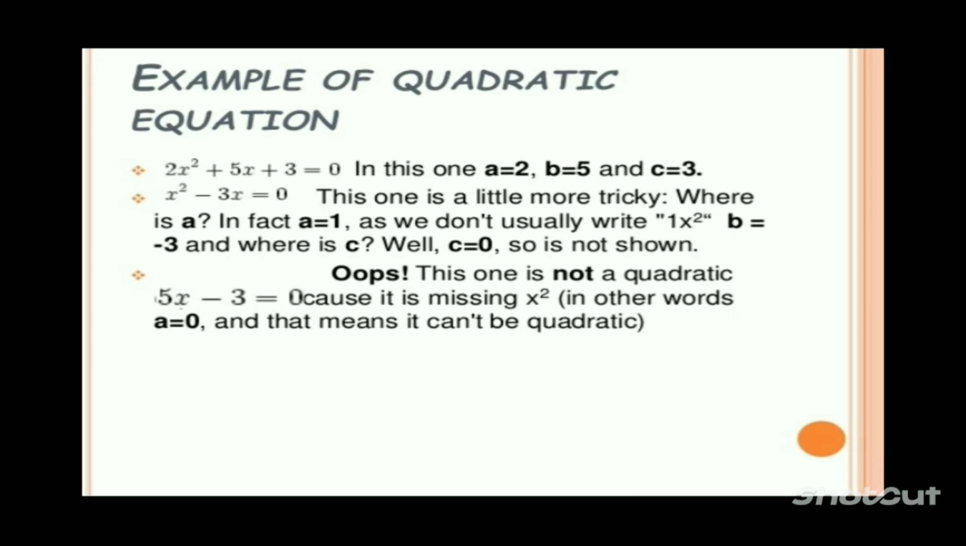So this one is not a quadratic: 5x minus 3 equals 0, because it is missing x squared. In other words, a equals 0, and that means it can't be quadratic. So it is not a quadratic, guys.